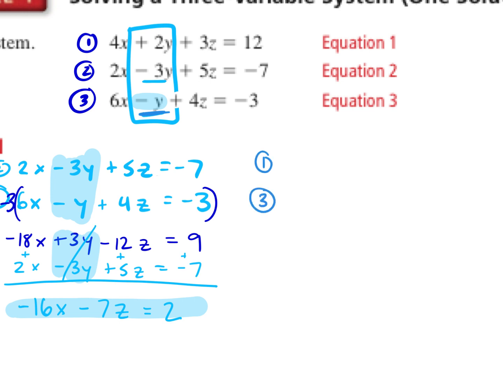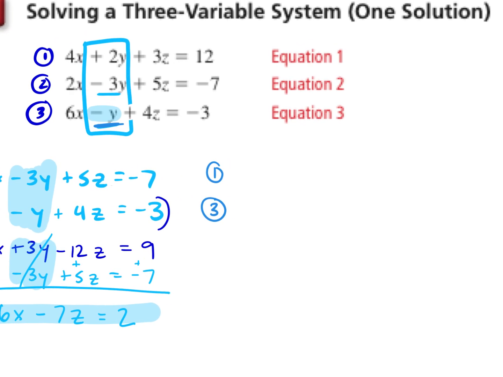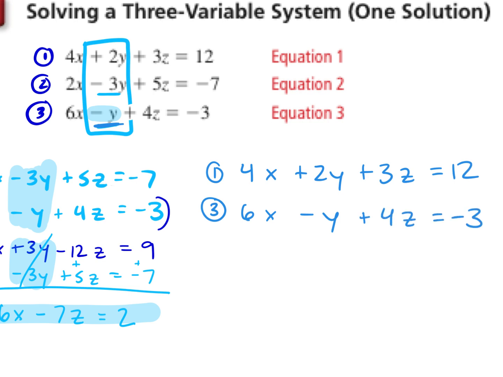We're going to do the same exact thing. We have to make sure we stick with y's to eliminate. So if you eliminate y's in the beginning, you have to eliminate y's the second time too. So we have 4x plus 2y plus 3z is equal to 12. And our third equation is 6x minus y plus 4z is equal to negative 3.